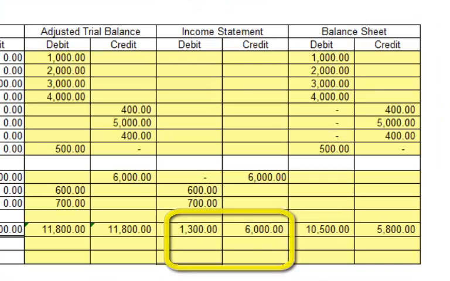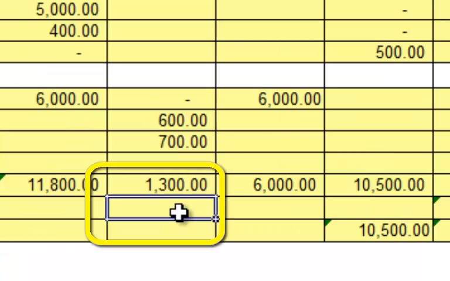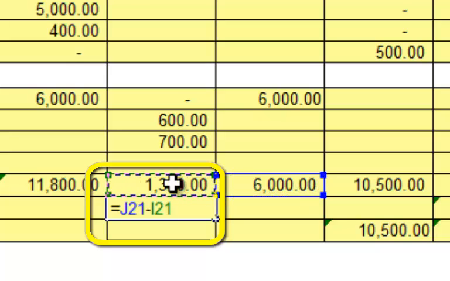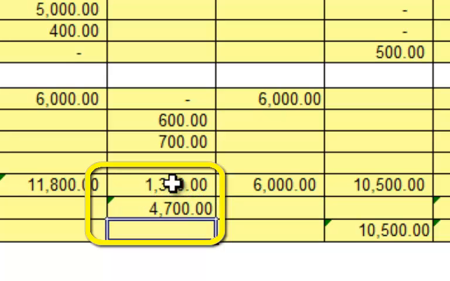I notice that the total in the income statement is not the same for the debit and credit. We have revenue of $6,000 and expenses of $1,300. So in this cell, I'm going to put in a formula, or I guess I could just put in the difference if you like, but equal the 6,000 minus the 1,300. So therefore the profit is 4,700.